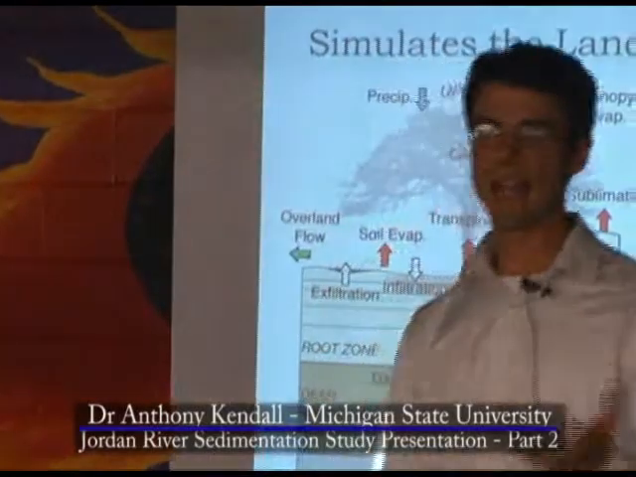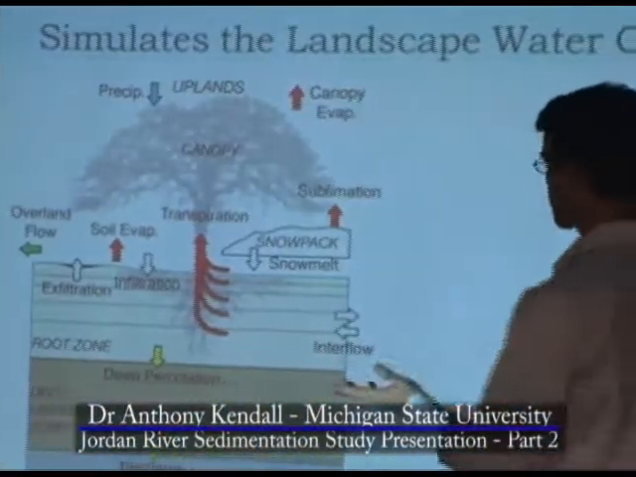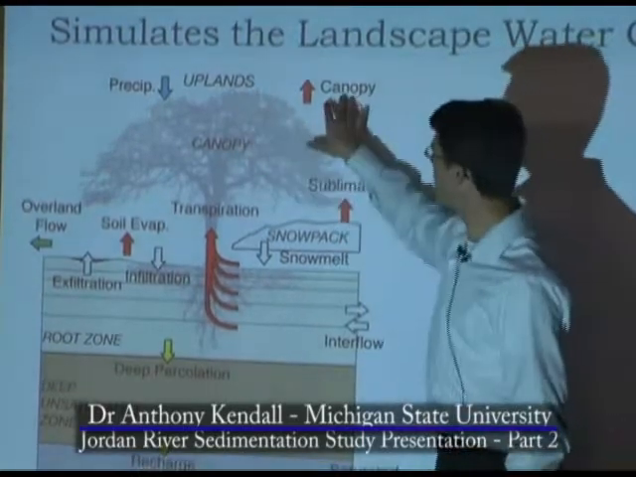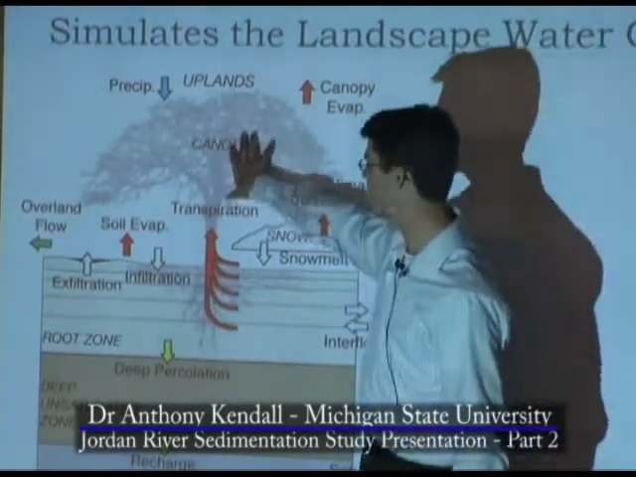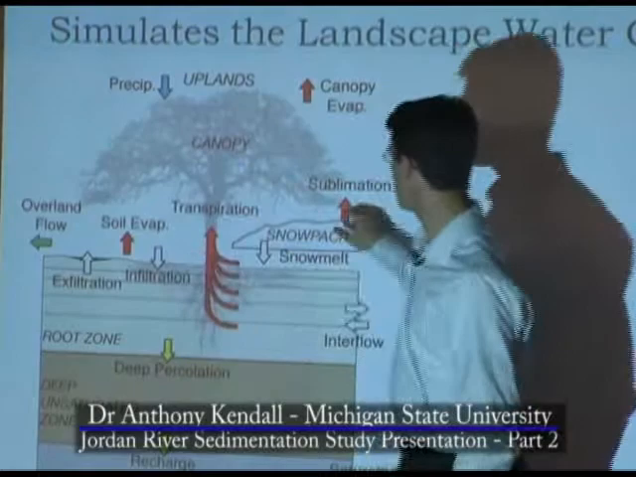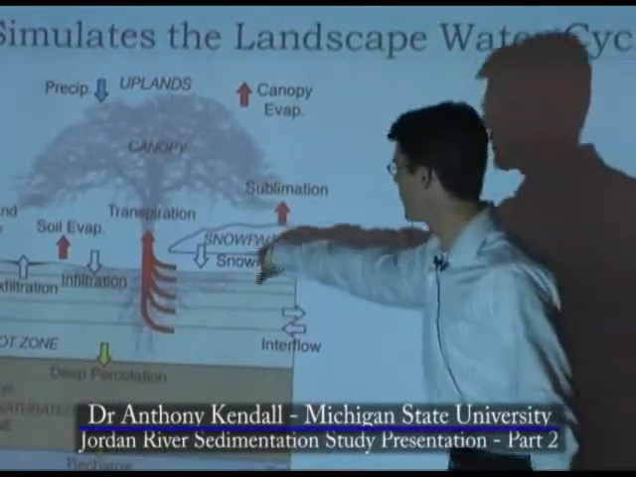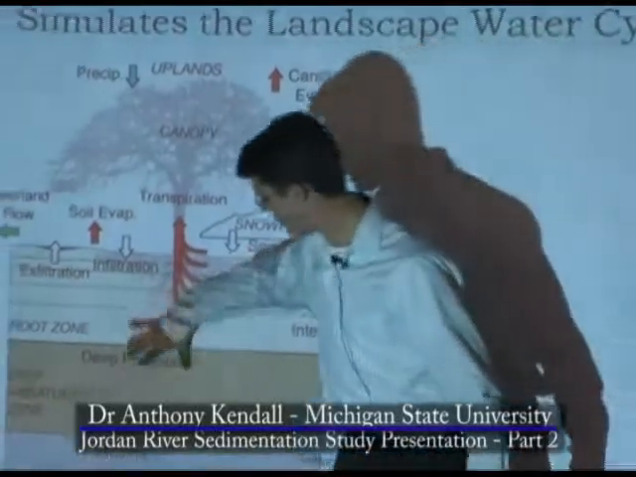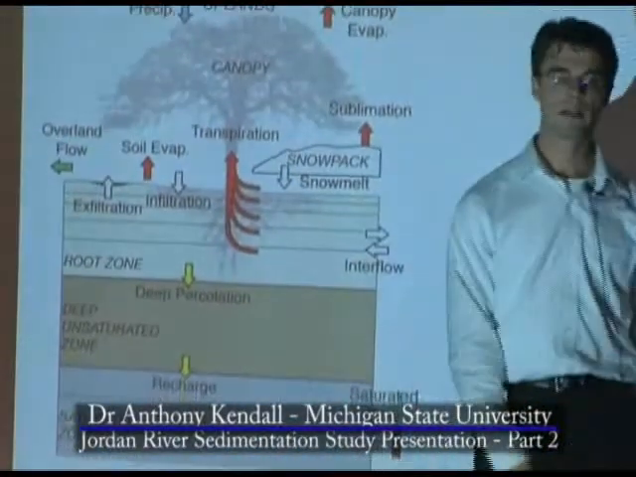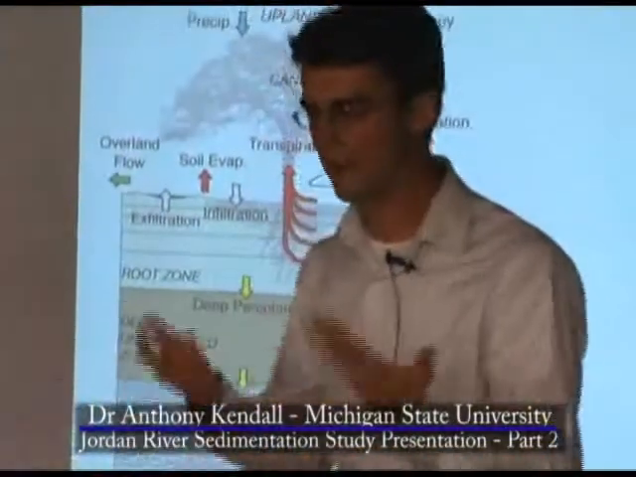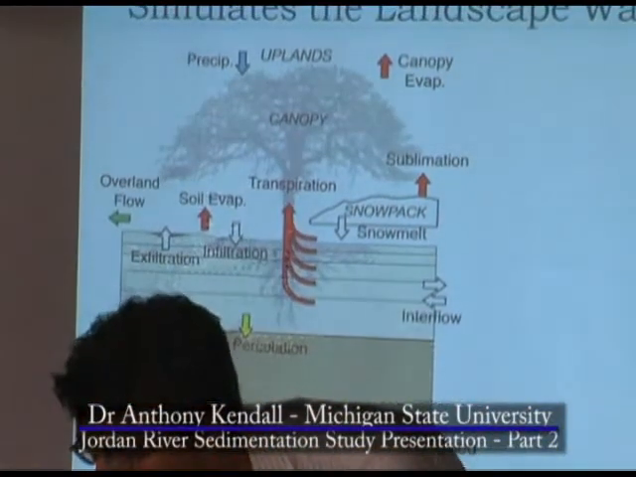And it simulates the landscape water cycle. So not the oceans, not glaciers. And we give it precip, and it calculates evaporation from the canopy, or transpiration through its roots, evaporation from the soil, or sublimation, which is just evaporation from snow. It accumulates a snowpack, it melts, deep percolation goes down, becomes recharge in the groundwater table. So it does the whole system. And this is cool, but it's not totally unique. There's other things that do this too.